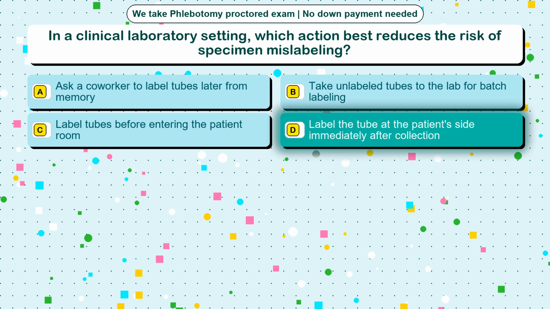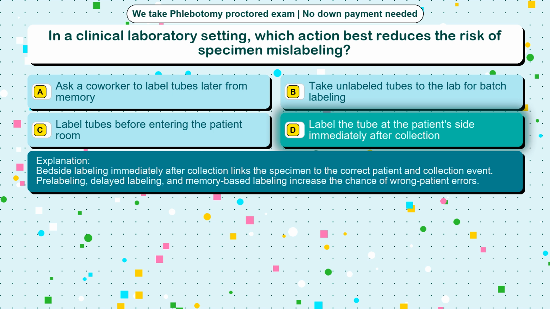The correct answer is option D. Label the tube at the patient's side immediately after collection. Bedside labeling immediately after collection links the specimen to the correct patient and collection event. Pre-labeling, delayed labeling, and memory-based labeling increase the chance of wrong patient errors.